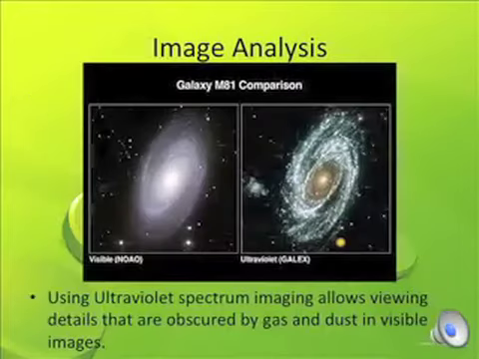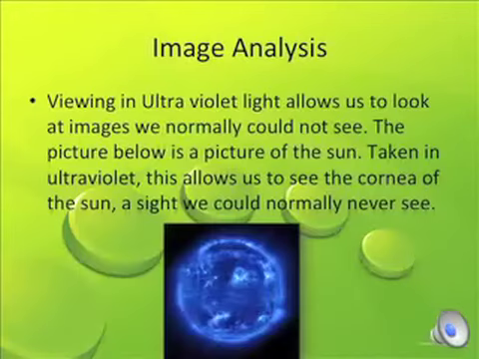Here's a little image comparison of a UV image of a galaxy versus a visible image of the same galaxy. And you can see that there's a lot of dust in the visible one and more detail, even though it seems to be at a lower resolution in the ultraviolet one. So we can see a lot of things even in our own sun, which is something we see every day. Features that are either washed out or just invisible in visible light can be seen using UV light.